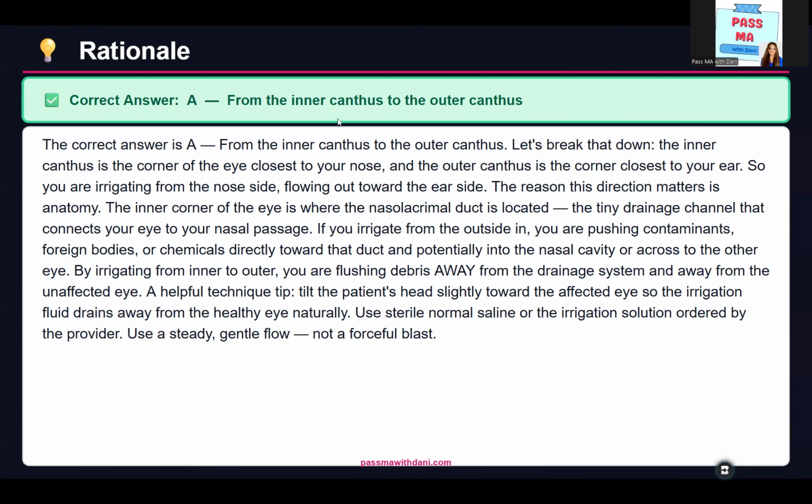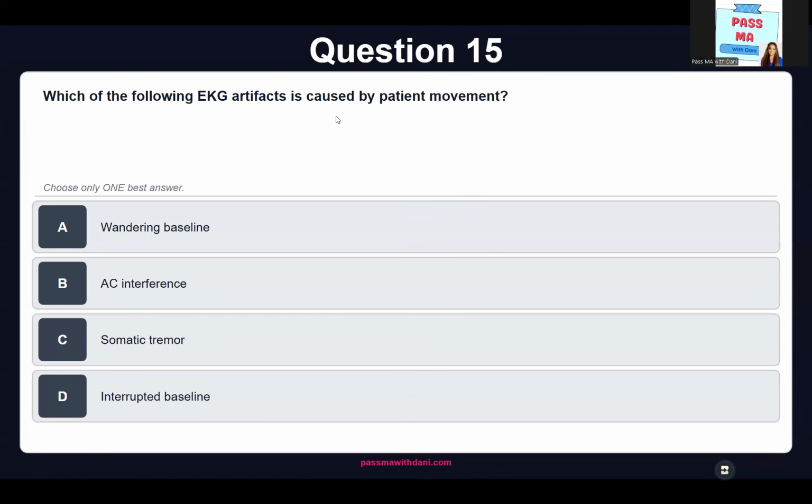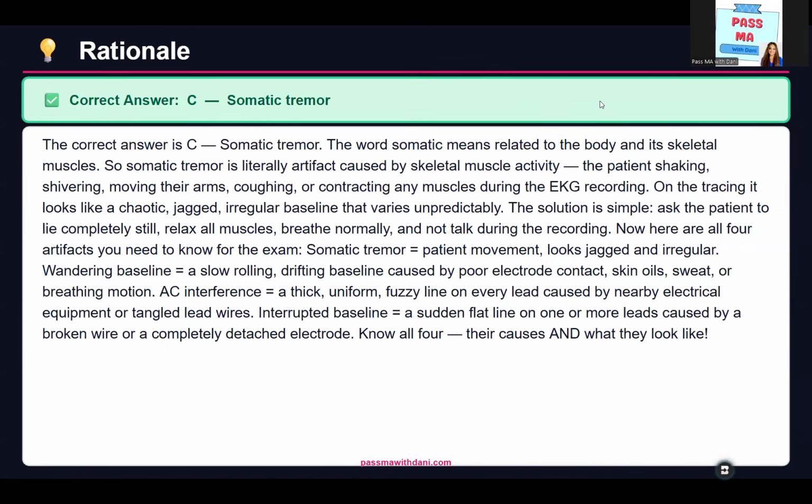All right, question 15. Which of the following EKG artifacts is caused by patient movement? A, a wandering baseline. B, AC interference. C, a somatic tremor. Or is it D, an interrupted baseline? For question 15, if you said C, a somatic tremor, then you are correct.